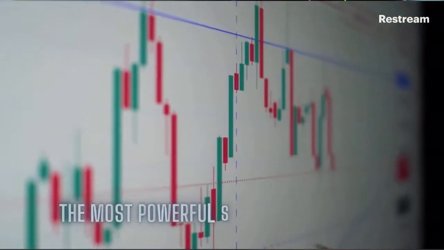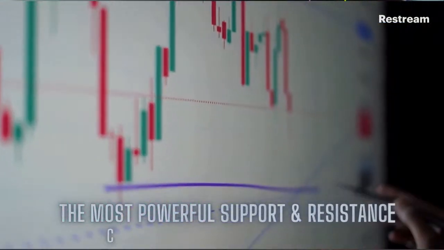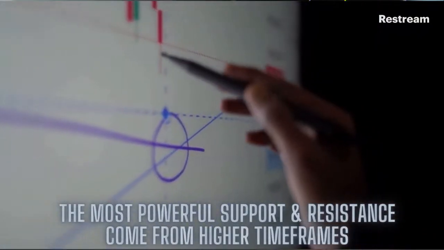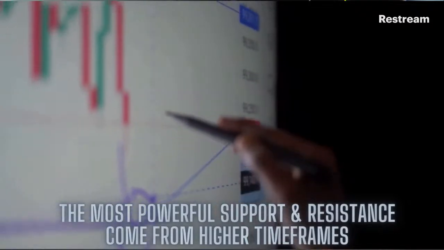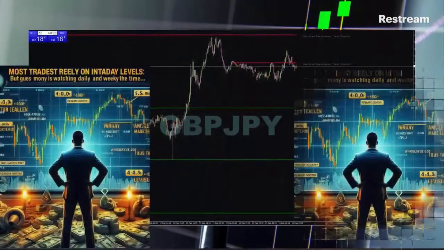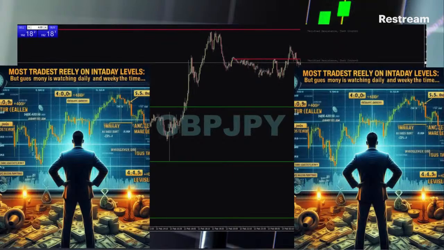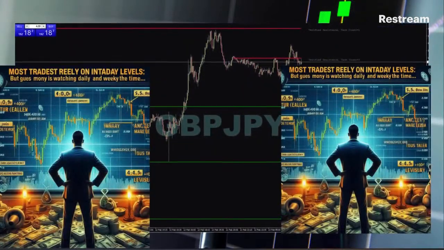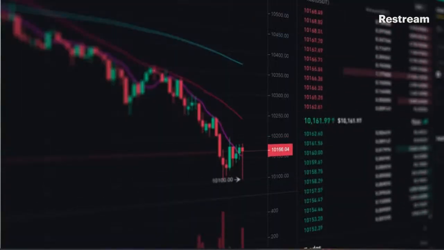Part 2. The most powerful support and resistance come from higher timeframes. Next, let's talk about the support and resistance levels that actually matter. Most traders rely on intraday levels from the 5-minute or 15-minute chart, but guess what? These levels get broken all the time.